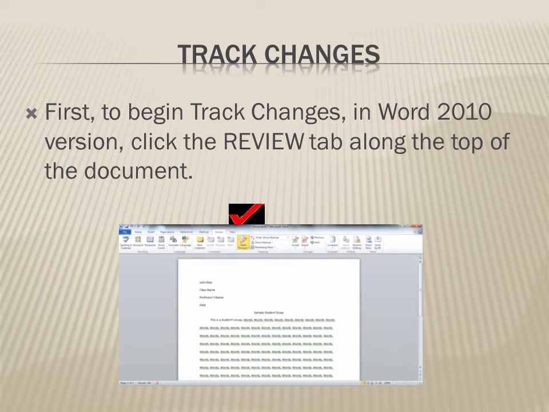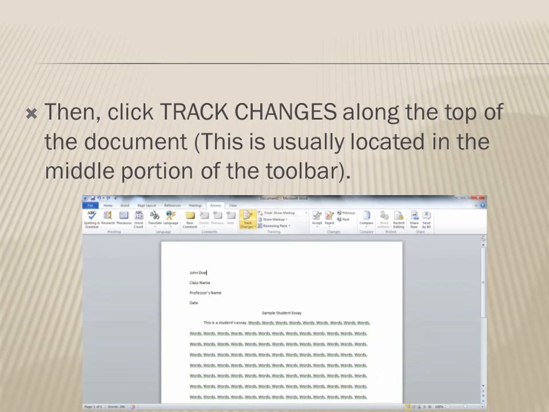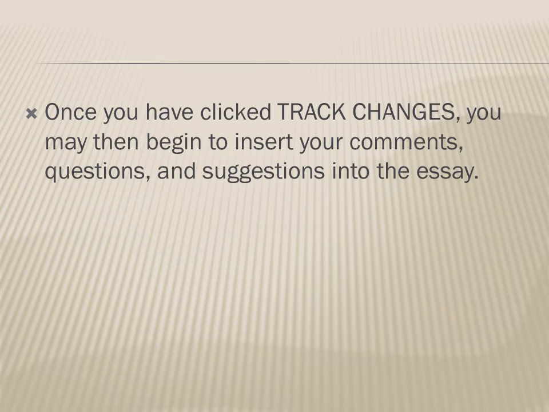First, to begin Track Changes in Word 2010 version, click the Review tab along the top of the document. Then click Track Changes along the top of the document. This is usually located in the middle portion of the toolbar. Once you have clicked Track Changes, you may then begin to insert your comments, questions, and suggestions into the essay.